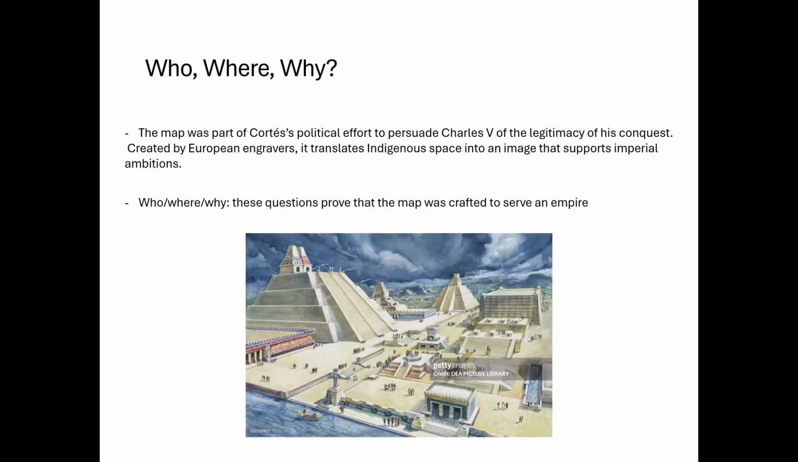Who, where, and why? The map was not drawn by Cortes himself, but produced under his direction, and the artist likely relied on Spanish descriptions rather than on-site indigenous cartographic traditions. The purpose was political, to legitimize Spanish conquest by portraying Tenochtitlan as a place that was impressive but ultimately conquerable. This context directly supports my argument that the map functions as a tool of imperial framing.